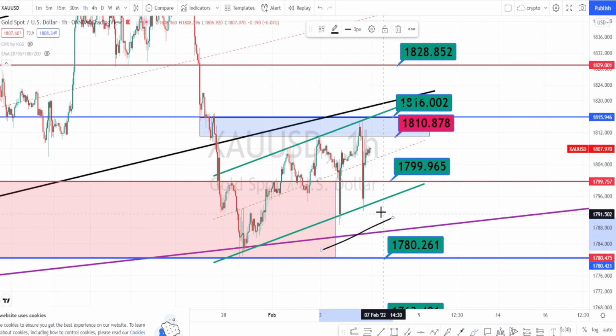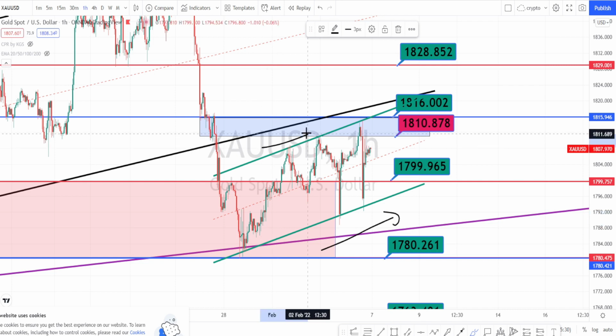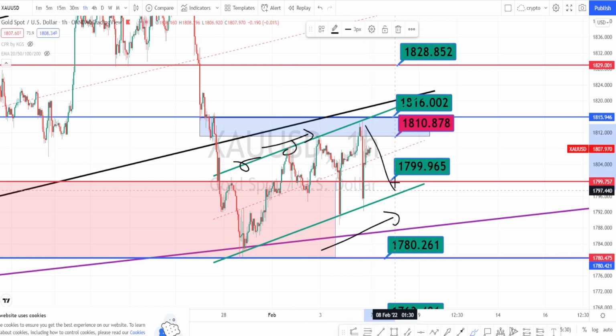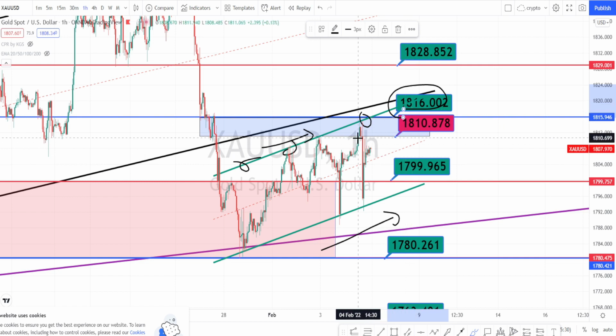As long as the price action is trading within this bullish channel pattern, the green color bullish channel pattern, which is from the daily time frame, we can expect the bullish trend to continue. But when we look at the price action more closely, it has tested this resistance level of 1816 and the price action has bounced back.